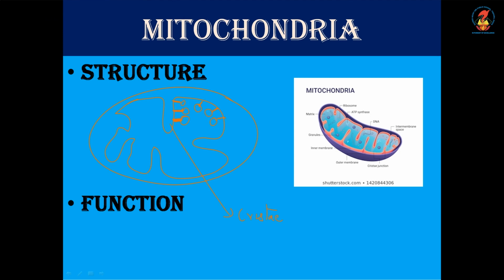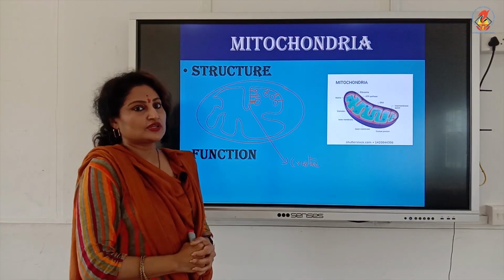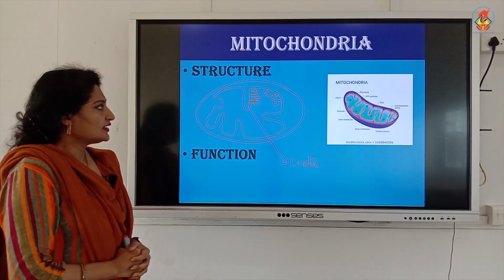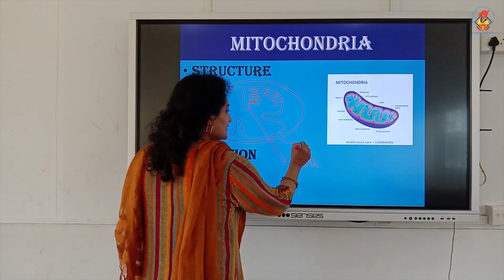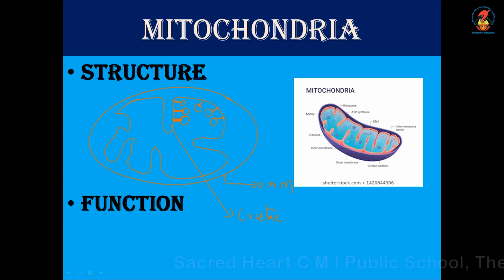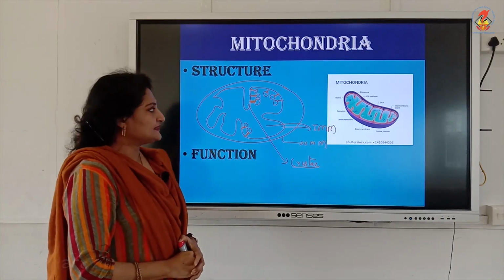But remember, the mitochondria are the sites of aerobic respiration. They are involved in the synthesis of ATP, and therefore they are called the powerhouse of the cell. Now, as I told you earlier, this is the outer mitochondrial membrane, and this is the inner mitochondrial membrane. The inner mitochondrial membrane is thrown into infoldings called cristae, and the cristae bear F1 particles. The F1 particle has a stalk and a head, and these are the sites for ATP synthesis.